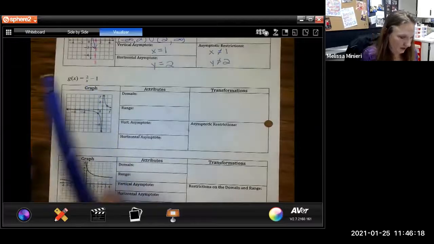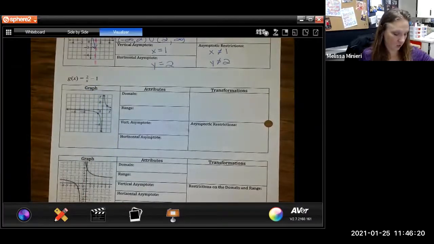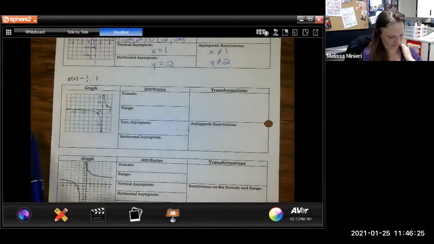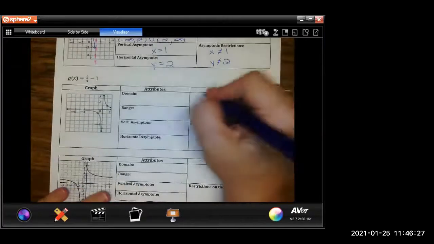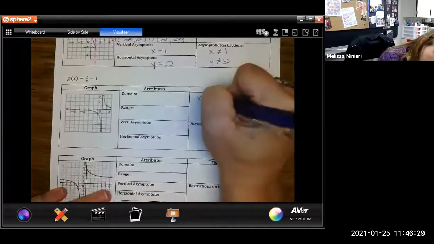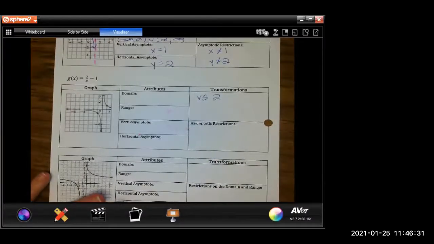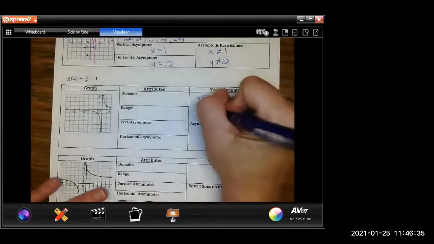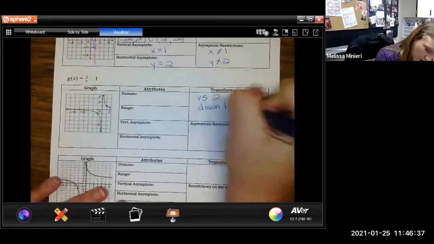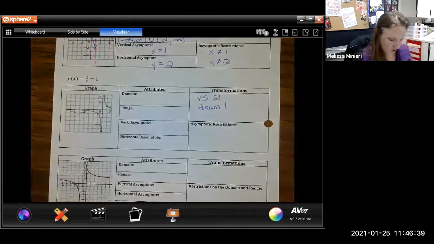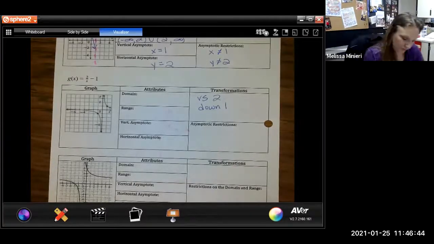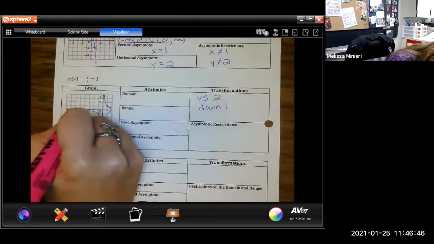What transformations do you see in this equation? What's happening to the graph? It's going to be stretched vertically by 2, and what else? It's moving down 1. I agree. Down 1 from this -1. So we're going to draw our asymptotes first. If it's down 1, that's going to be our horizontal asymptote. So down 1.